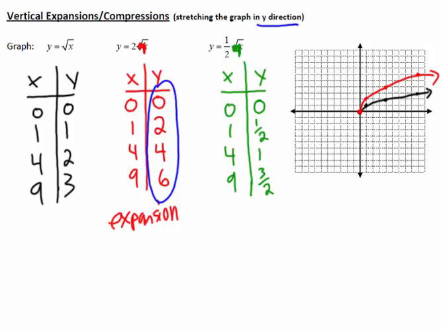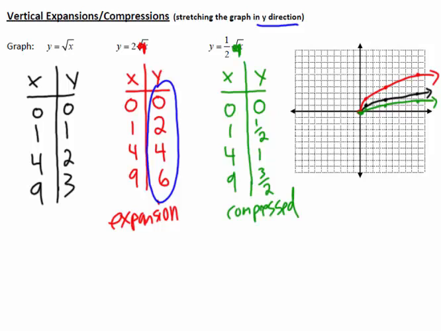Well, let's plot those points. And again, you probably can already see a pattern here. 0, 0, 1, 1/2, 4, 1 and 9, 3/2. And look what happened to our graph. Now it's been squished. It's been compressed.